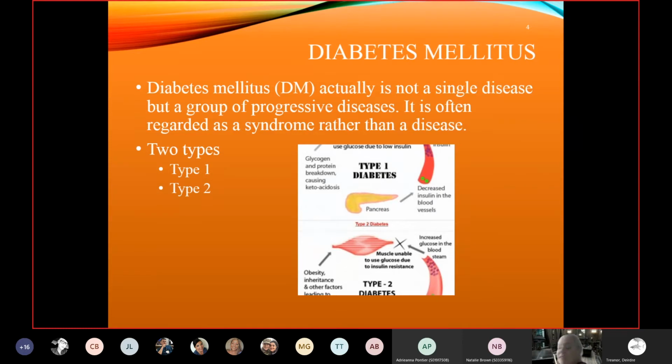So, diagnostic criteria for diabetes. Fasting plasma glucose higher than 126 milligrams per deciliter. Or a hemoglobin A1C, or A1C as we often call it, greater than or equal to 6.5.